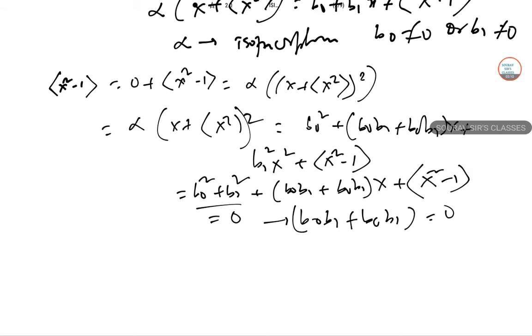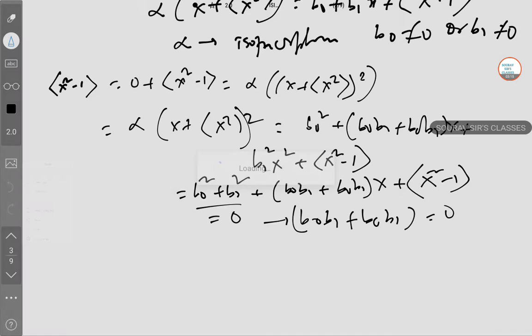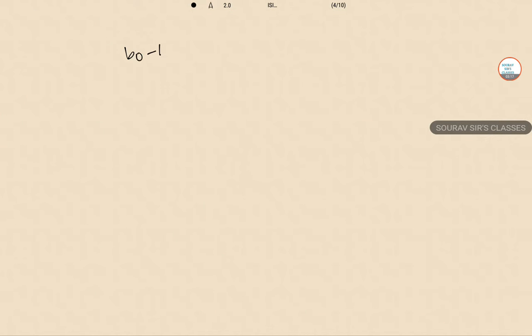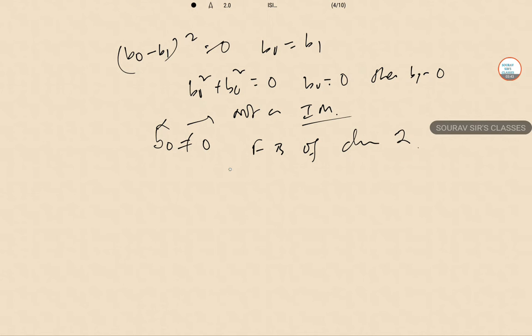So from this b0² minus b1² is 0, so that is b0 equal to b1, and these two will give you 0. But if b0 equal to 0, then we can get b1 equal to 0, right? So alpha is not an isomorphism. So b0 not equal to 0, we find that F is of characteristic 2.